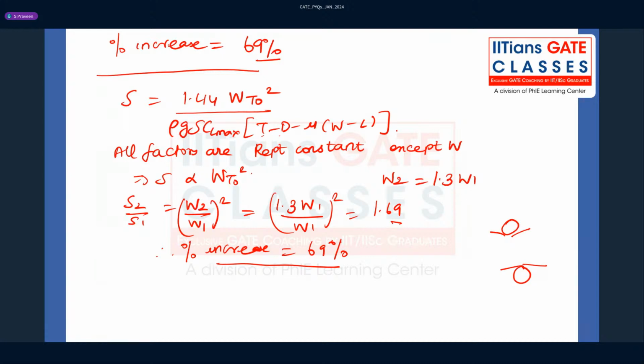So which means what? The new weight will be 1.3 times the original weight, right? So that's what I have written over here. Substitute it back in here. So you get 1.3 W1 by W1 to the whole square, which is 1.69. And what is the percentage increase from basic math? It's 69%, right? So the percentage increase is now 69%, which is option C, right? Hope you guys don't have any doubts, right? So let me go to the next question.